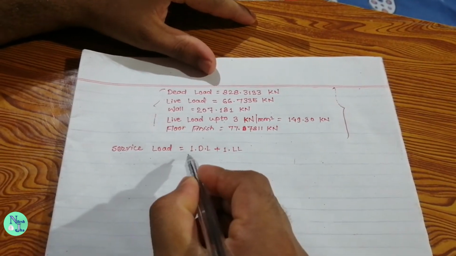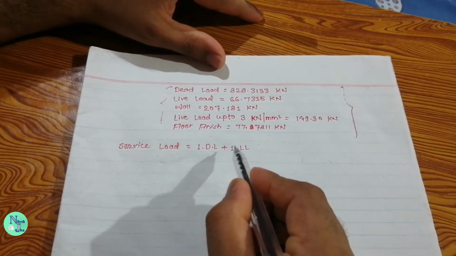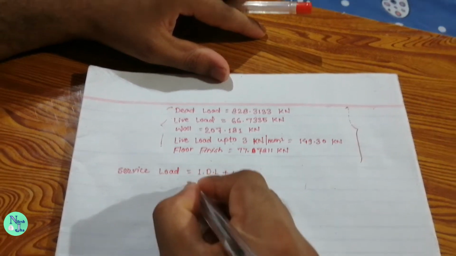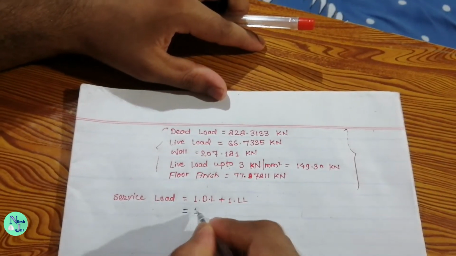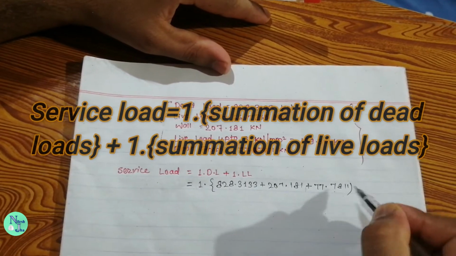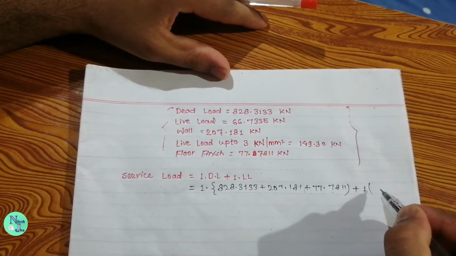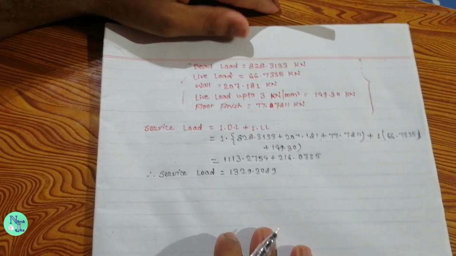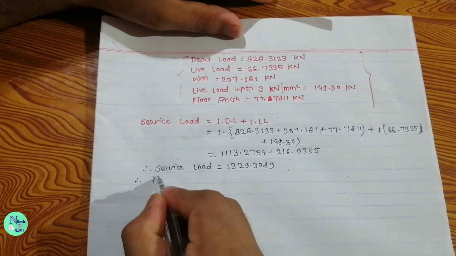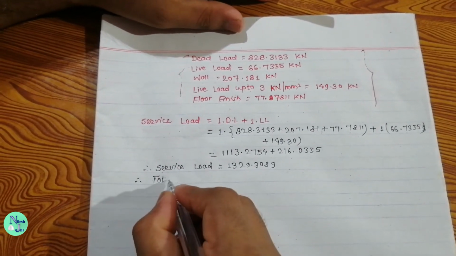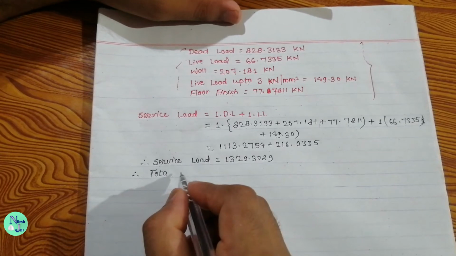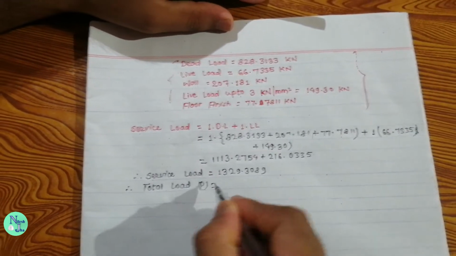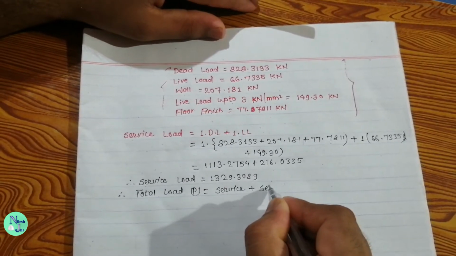Service load will be 1 times dead load plus 1 times live load. That is, our total dead load is 1 into, plus 1 times, so we will get the total load that will be acting on the footing, that is our isolated footing of one column. Total load P equals service load plus self weight of footing.